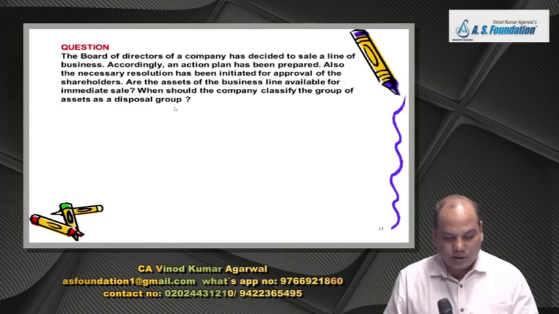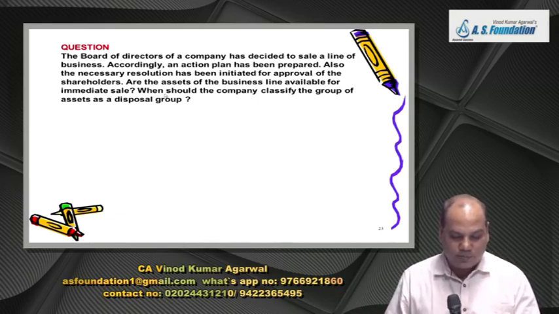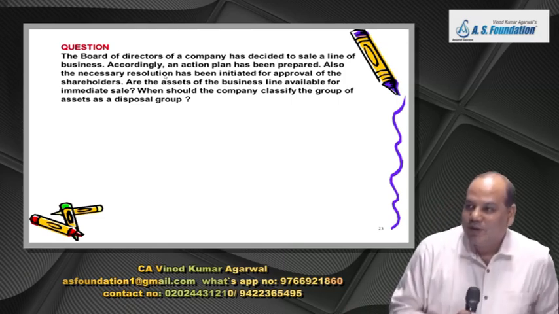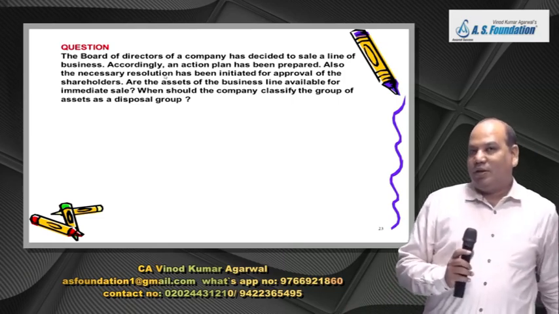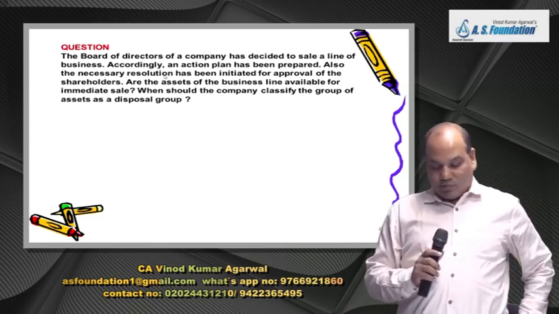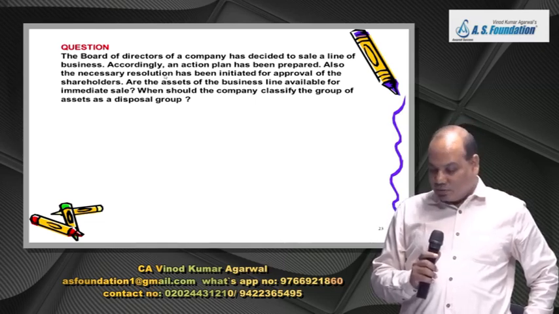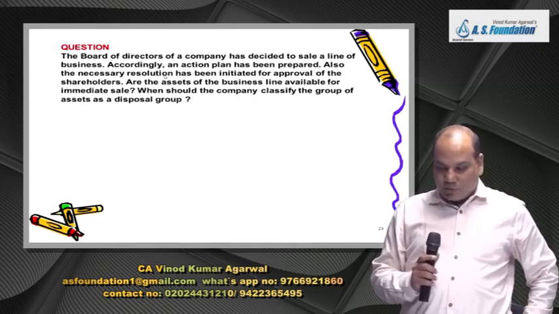So when you read this entire definition, some degree of subjectivity is a little bit involved here. For example, the sale is expected to be effected within 1 year. Now that requires judgment. Then approval of the shareholder will require some degree of judgment. Okay, now we'll take some easy problems.